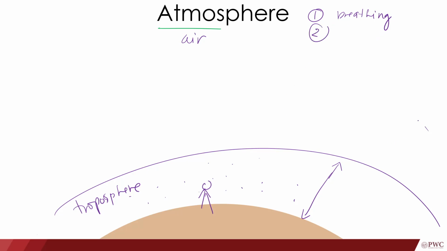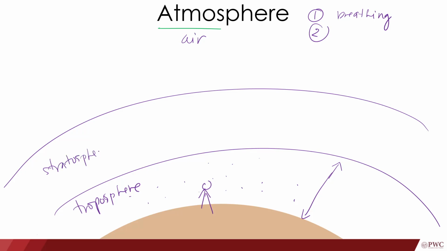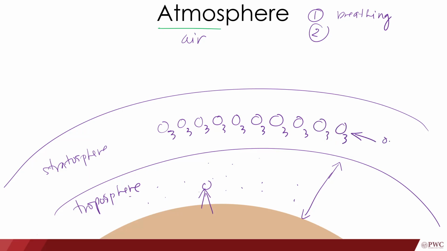The next layer is actually the stratosphere. In the stratosphere, we can see a layer of ozone gas. An ozone gas is made up of three atoms of oxygen. In the stratosphere, these ozone gases form a layer. We call this layer the ozone layer. And you have known before the importance of the ozone layer. The ozone layer protects us from ultraviolet rays from the sun, or the harmful rays from the sun.